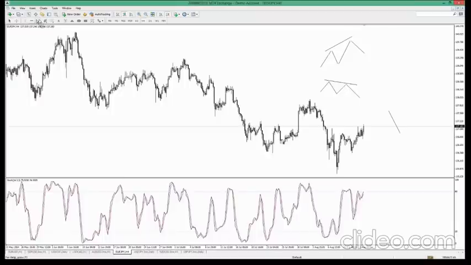So here's price. It rallies like this, but the indicator itself is doing something like this. So it follows price here.